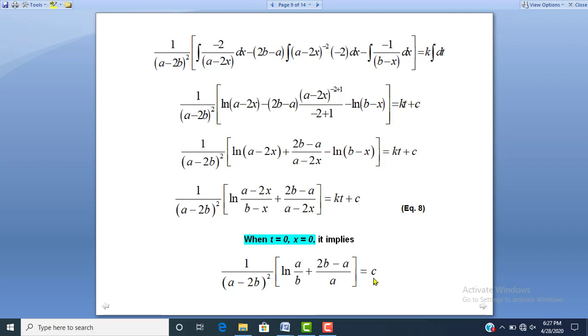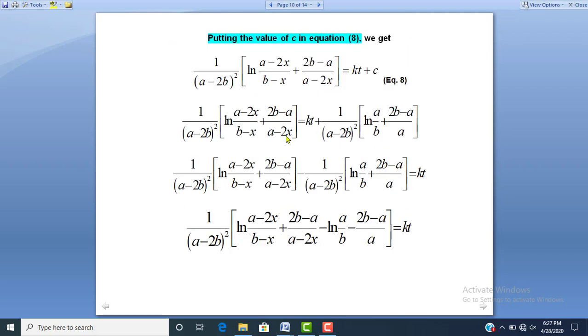Dear students, now what we will do? We put this value of c, the integration constant, back into equation number 8. After writing, equation 8 will become similar; the right hand side, at which my cursor is moving, this side will be the same as has been written here.